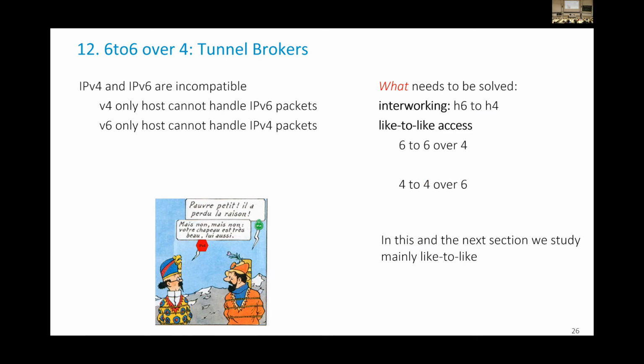I say Android because Apple applications must all support IPv6. So if you have an iOS application, it must natively run over IPv6, but Android not. So that's another problem. That's the 4 to 4 over IPv6.